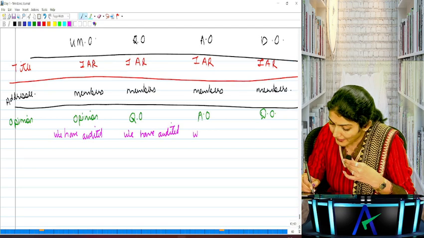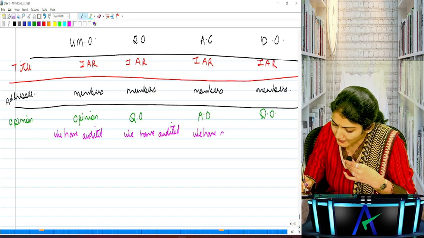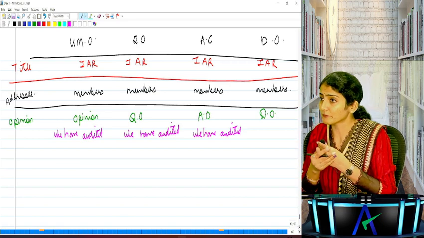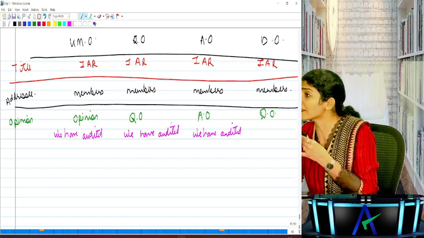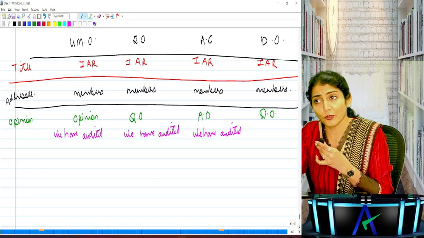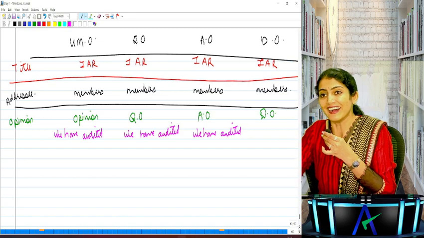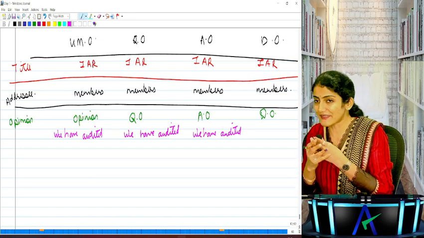For adverse, can I say we have audited? Yes, after auditing only we are saying they are not true and fair. For disclaimer, can I say we have audited? Then they say, if you did audit, why are you giving a disclaimer and going? So what will you say? We have not audited the accompanying financial statements of ABC Company Limited.